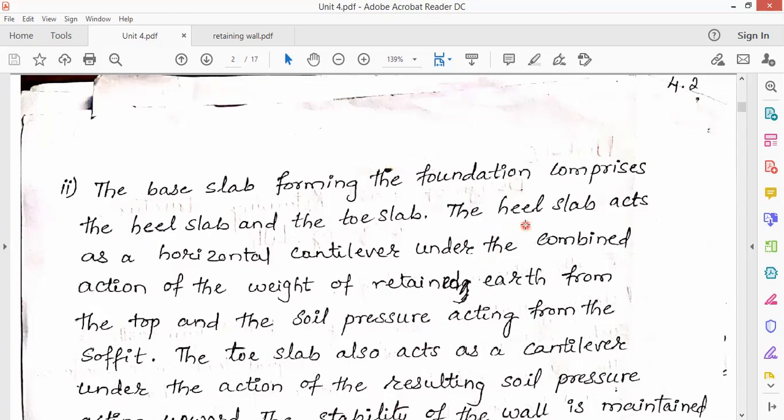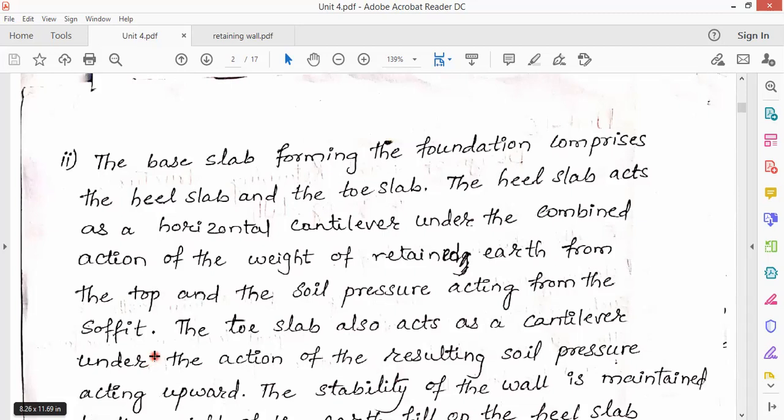Means here it is a heel, and toe means it is the front side, right? So this heel slab will be retaining the earth above this, and it is going to carry the earth pressure as well as the weight of the retained earth. So weight of the earth will be carried by this heel as well as the soil pressure acting on this heel slab also. So there will be two things. One is from the base, again soil pressure will be there, and at the top again the earth weight will be there as well as the soil pressure is also acting.